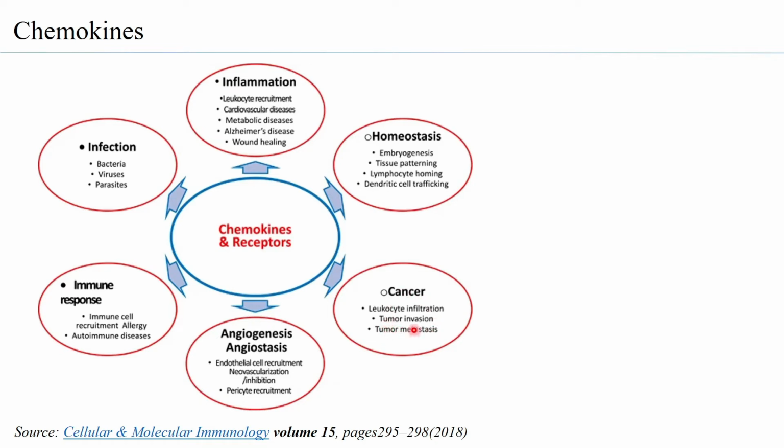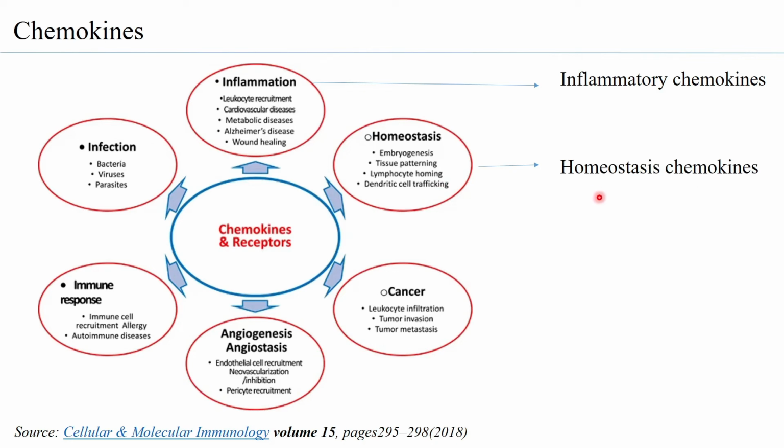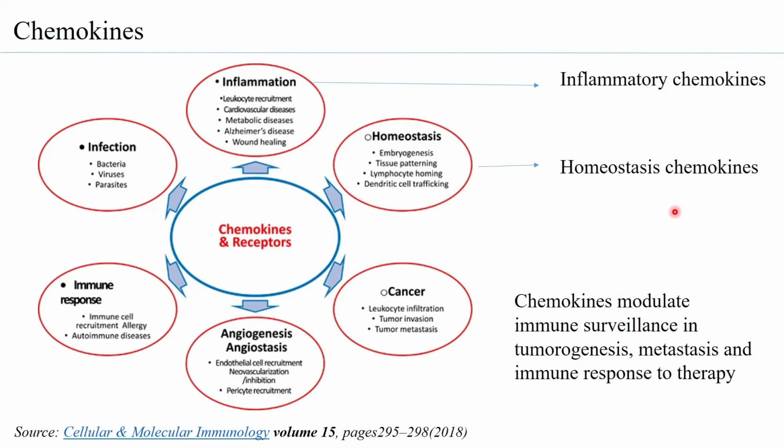Again, in this case also, the leukocytes infiltrate into the tumor because of the chemokine gradient that is formed. Then, of course, it gives rise to angiogenesis and angiostasis, in immune responses against certain infections, and also in autoimmunity. So what has been observed is that chemokines can be inflammatory chemokines. In fact, when it was first understood to be part of the immune system, chemokines were only associated with inflammation. But over a period of time, it has been observed that members of chemokines are also involved in homeostasis, and so they are called homeostatic chemokines.